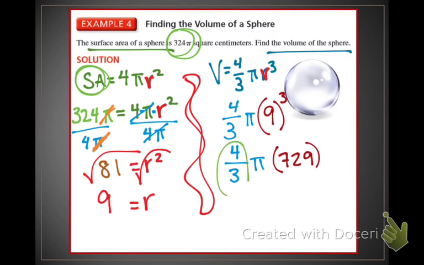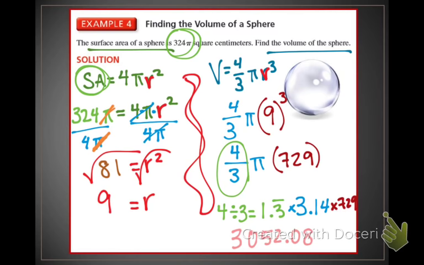So again, the process, you want to type in 4 divided by 3, which is going to give you that repeating decimal. You want to keep it that way because that is the exact number. Then you're going to multiply it times 3.14, and then multiply that by 729. It is a fairly large number, so after we multiply by 729, you should get 30,052.08, and since this is volume, it's going to be centimeters cubed, or cubed centimeters.